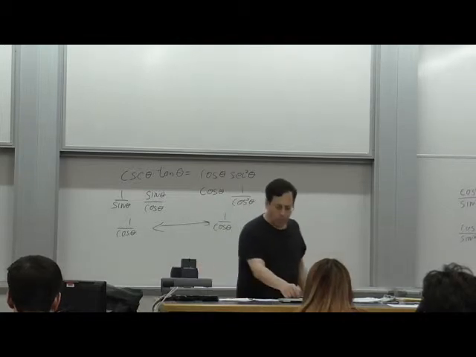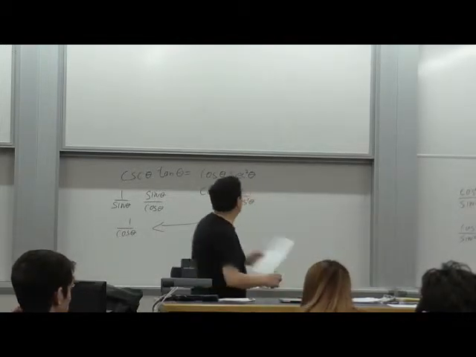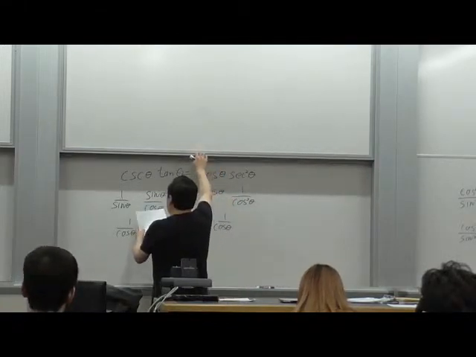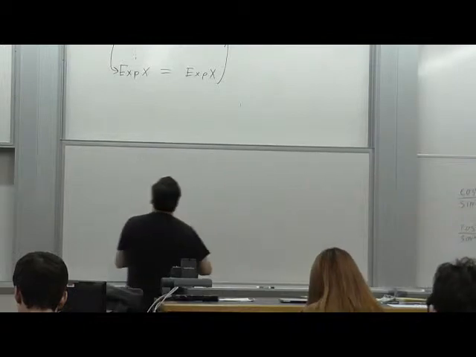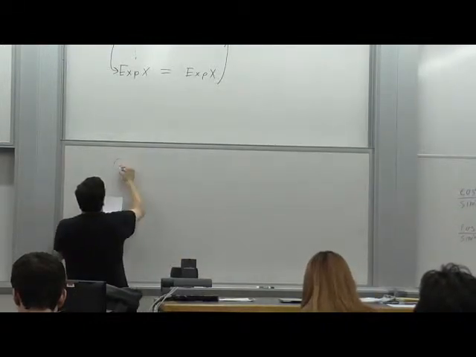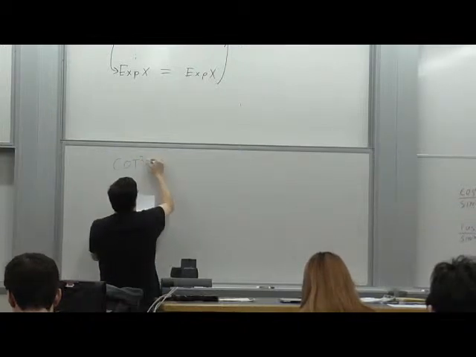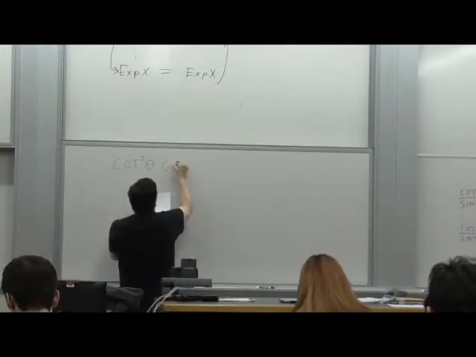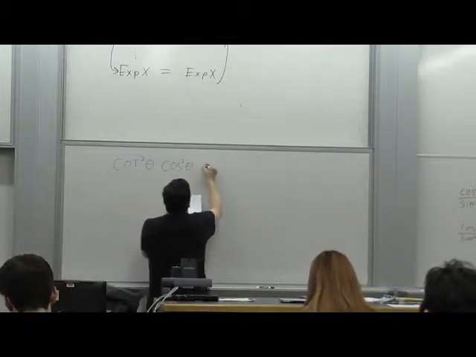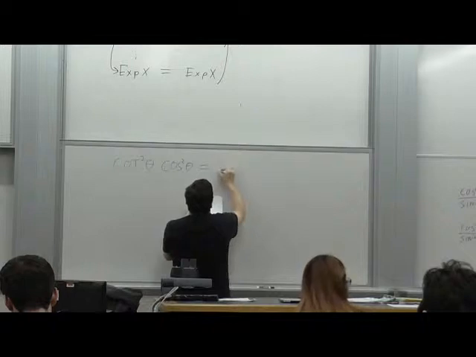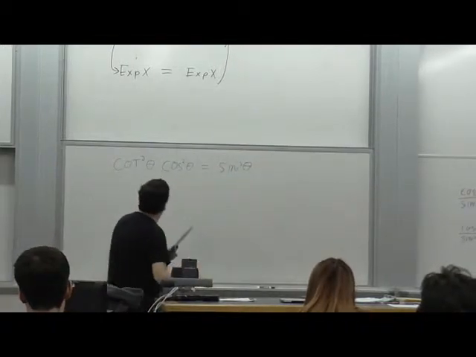I'm going to put number 1 on the board. Is that a hard one? I didn't say I'm going to do it. I'm just going to write it on the board. Cotangent squared theta, cosine squared theta equals sine squared theta.